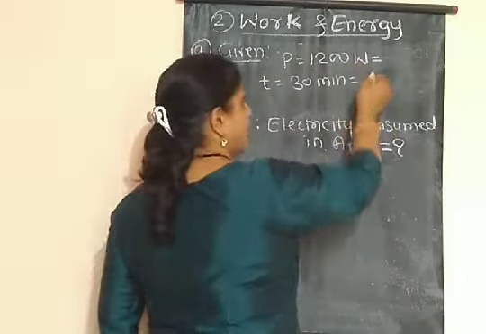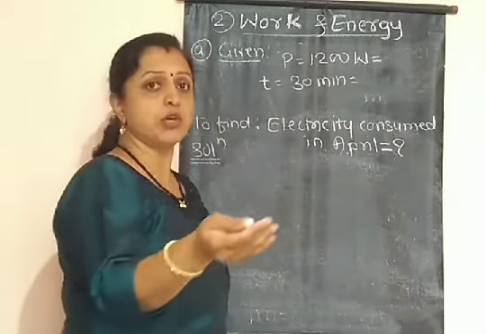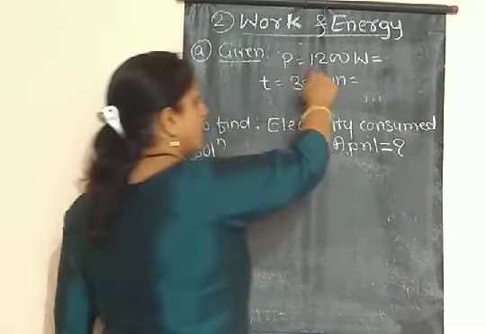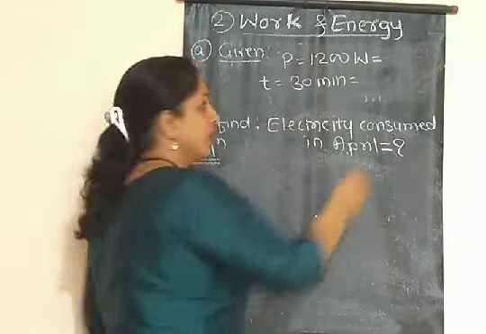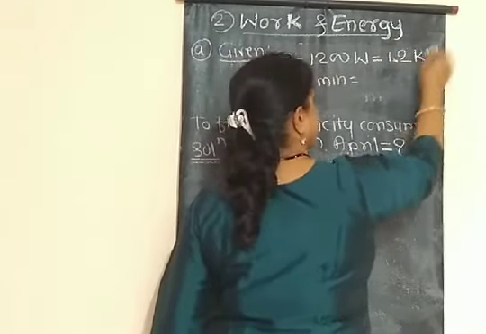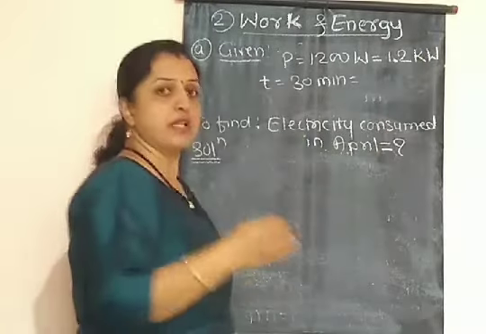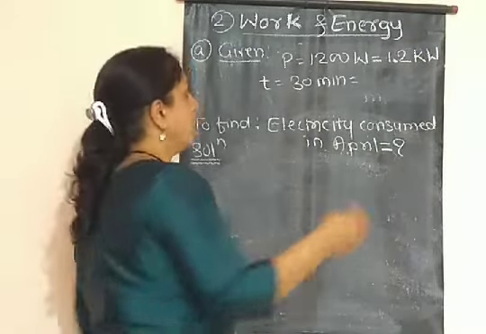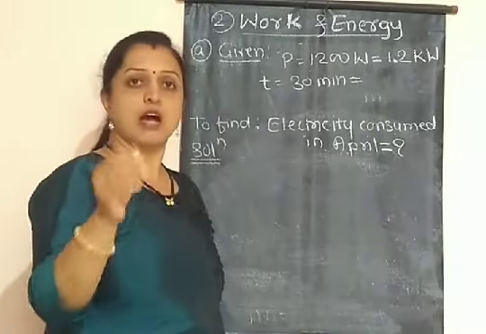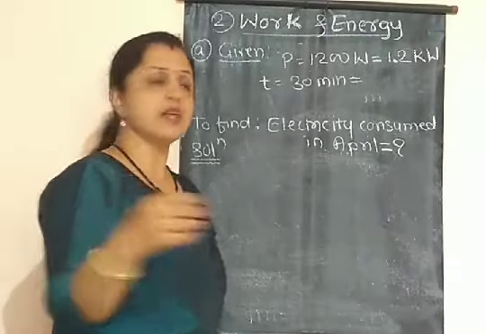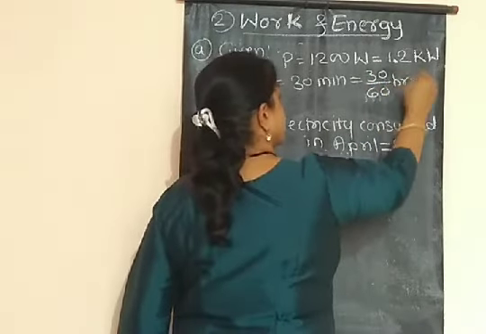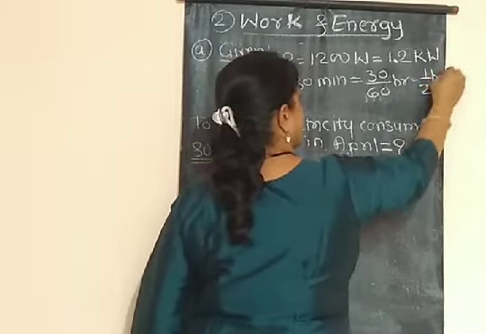So 30 minutes means how many hours, and 1200 watt means how many kilowatts. Let us first convert it into kilowatt. 1200 watt, we have to convert into kilowatt, so we divide it by 1000. 1200 divided by 1000 is 1.2 kilowatt. And 30 minutes means how many hours? 30 divided by 60 hours, it is equal to half hour.